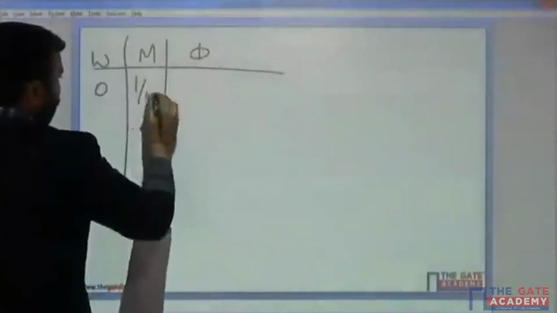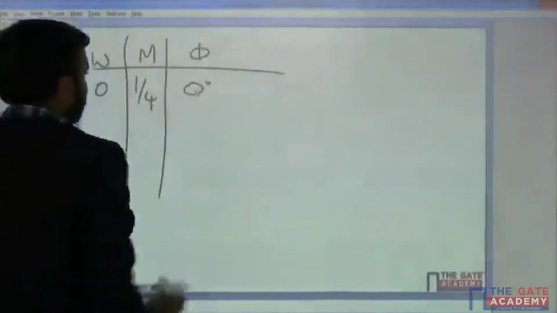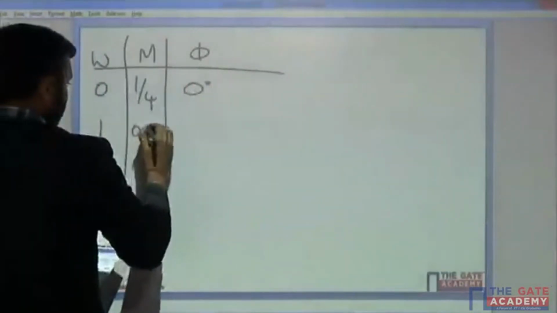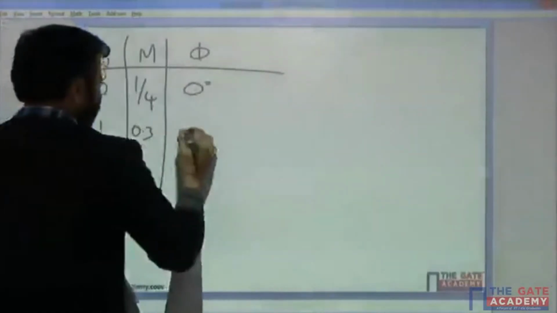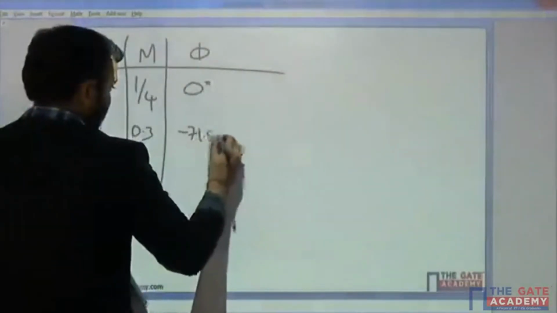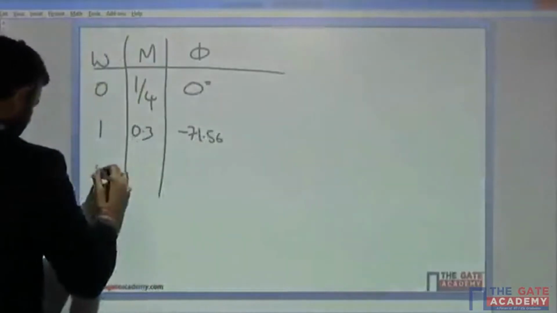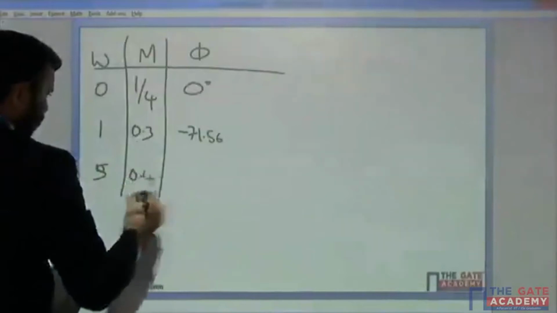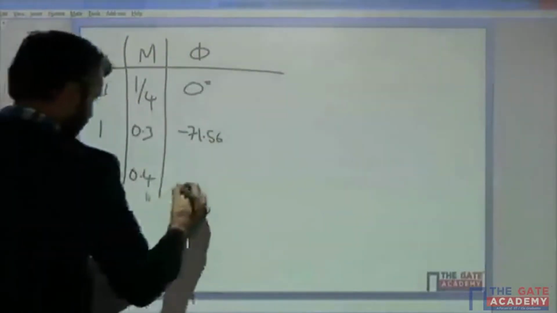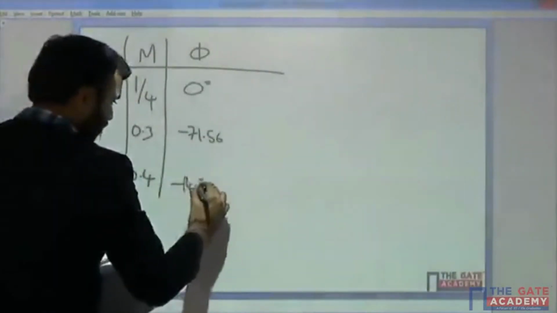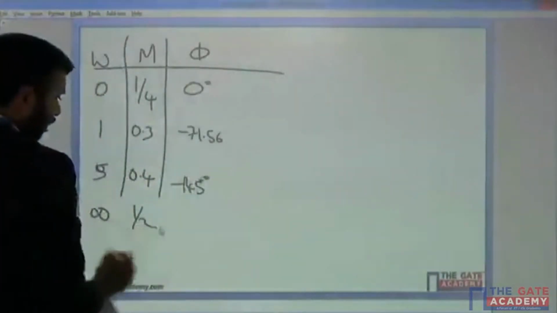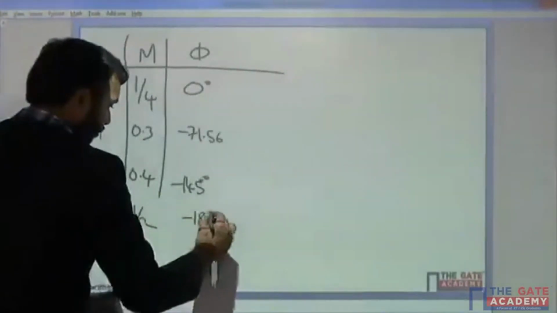For omega equal to 0, if I substitute, I will get a magnitude of 1 by 4 at an angle of 0 degrees. If I take omega equal to 1, I will get a point of around 0.3 at minus 71.56 degrees. If I take omega equal to 5, I will be getting around 0.4 and minus 145 degrees. If I take omega equal to infinity, I will be getting a value of 1 by 2 at an angle of minus 180 degrees.